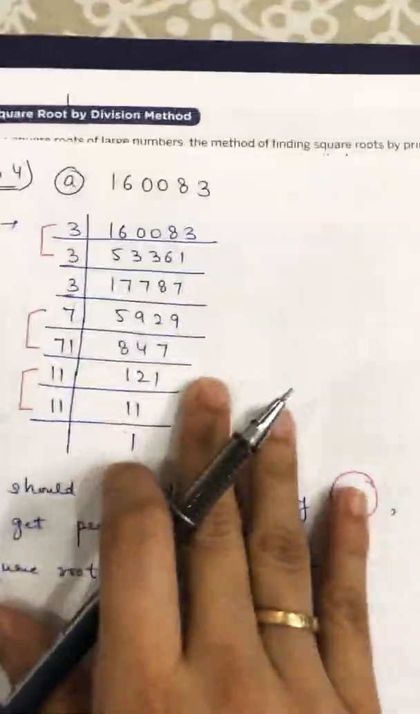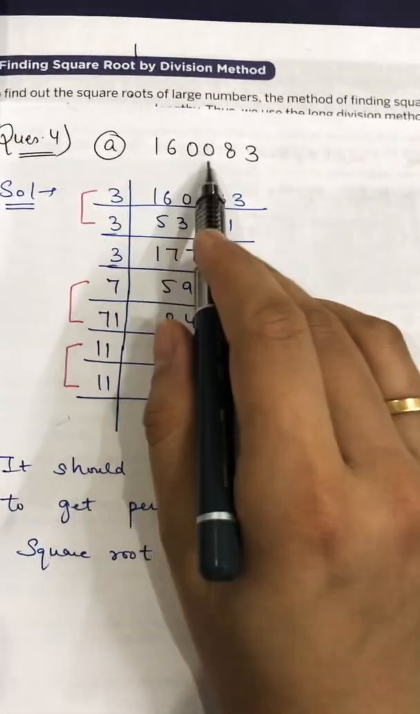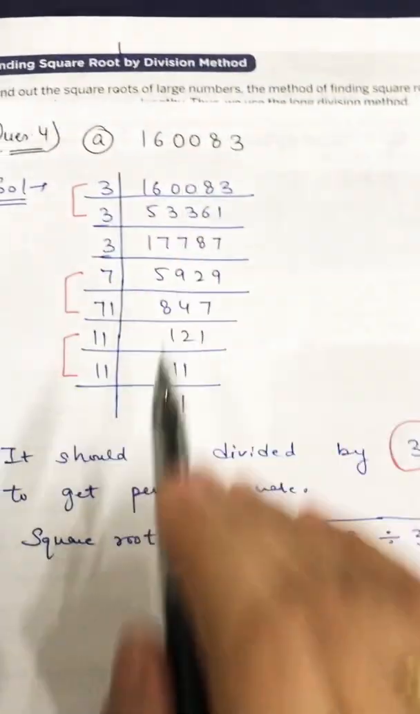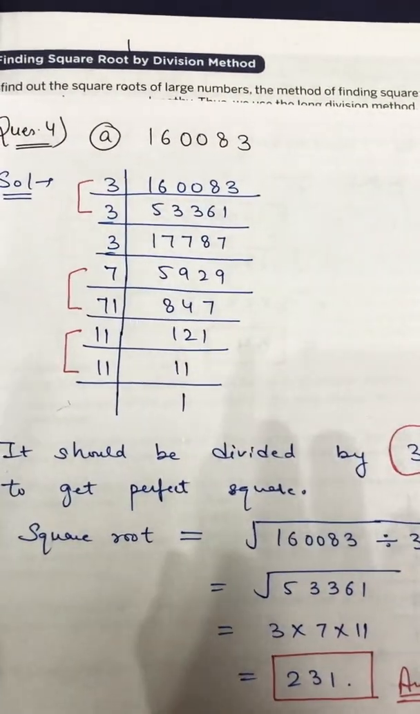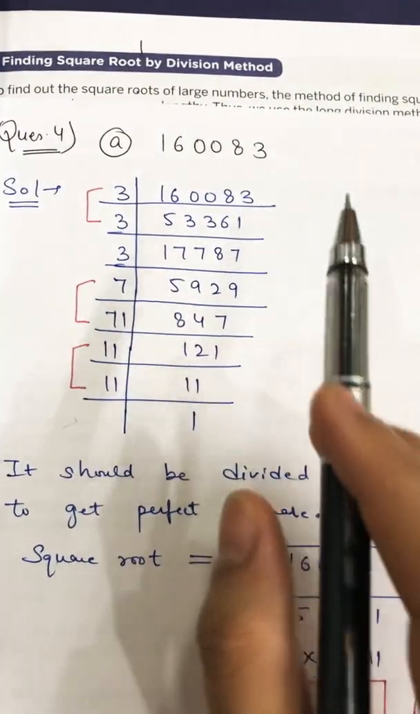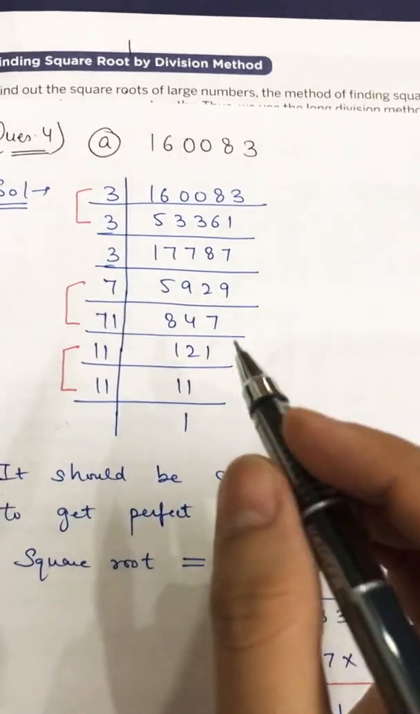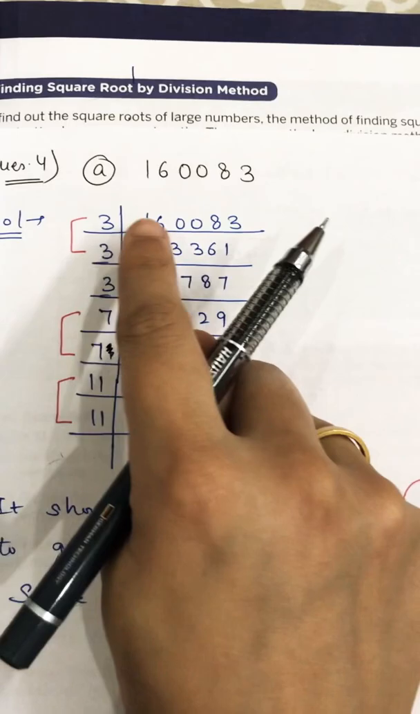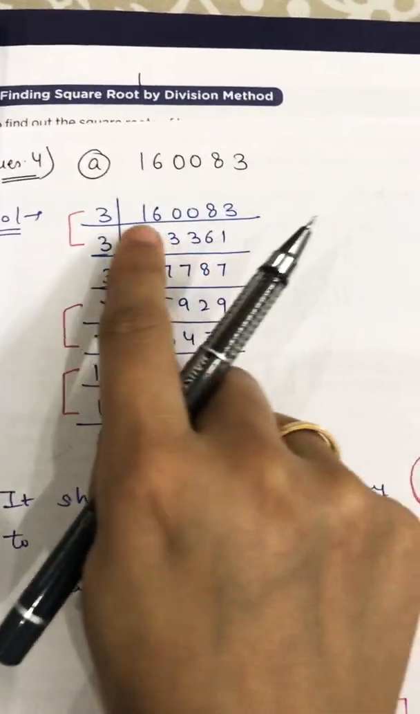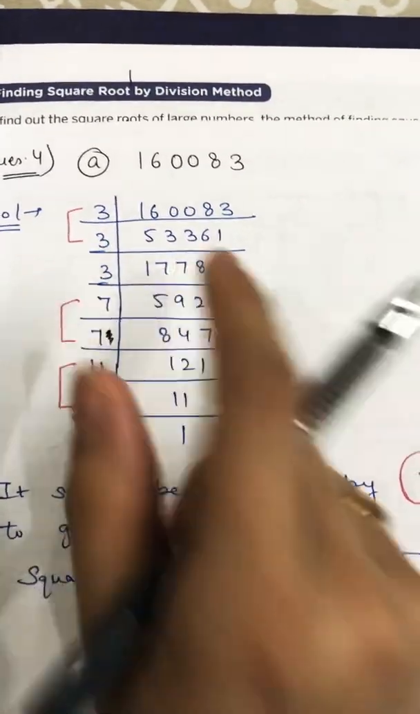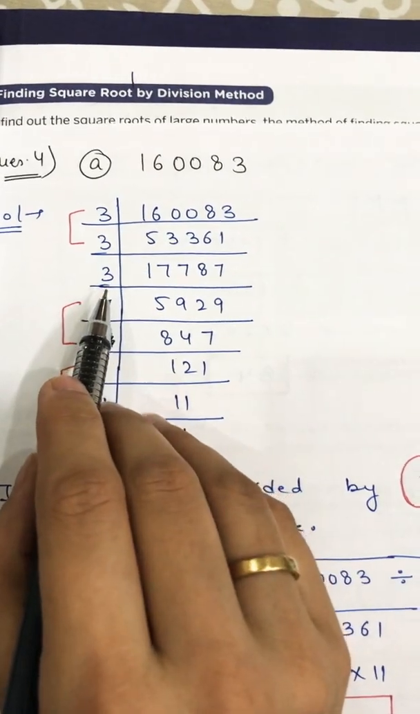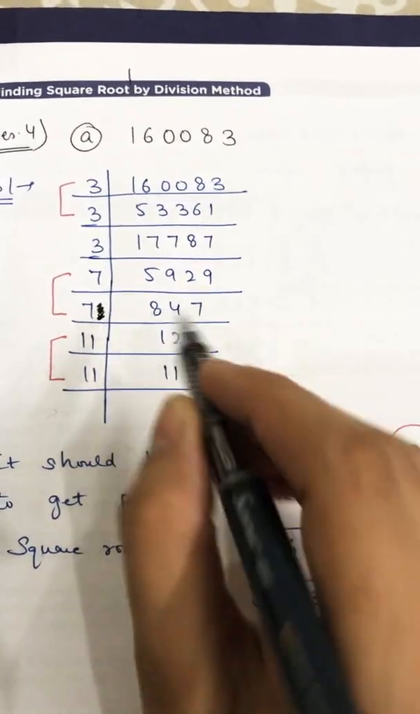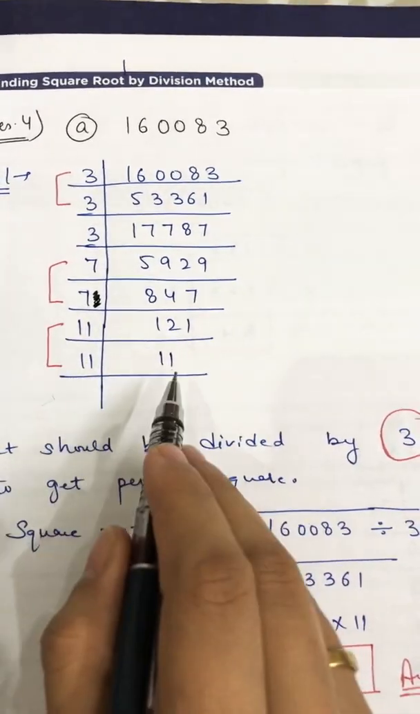Here it is 160083. Now we will take out the LCM. The first step is very similar. So we'll take out the LCM. It will be 3. First of all, it will go on 3 table, then on 3 table, then on 3 table, then on 7 table, then on 7 table, and then on 11, then on 11.